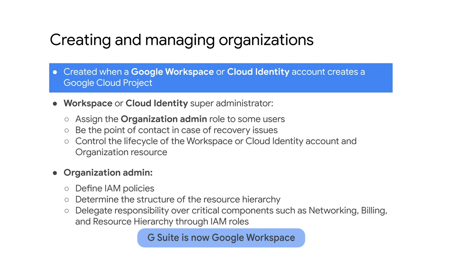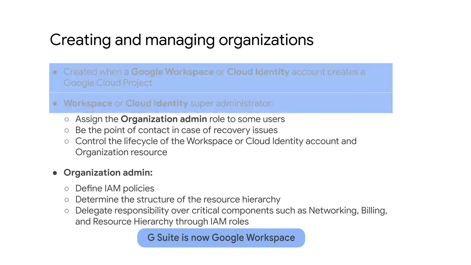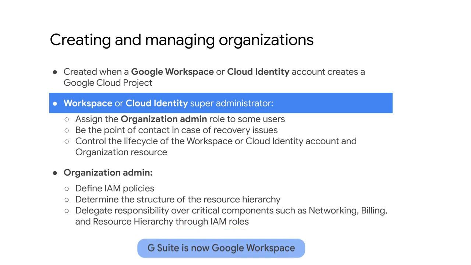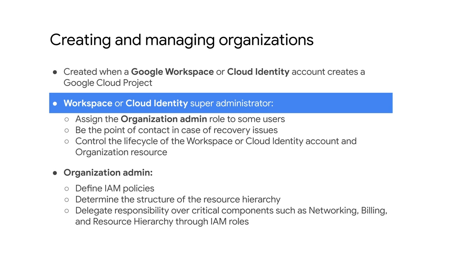The G Suite or Cloud Identity super administrators and the GCP organization admin are key roles during the setup process and for lifecycle control for the organization resource. The two roles are generally assigned to different users or groups, although this depends on the organization structure and needs. In the context of GCP organization setup, the G Suite or Cloud Identity super administrator responsibilities are: assign the organization admin role to some users, be a point of contact in case of recovery issues, and control the lifecycle of the G Suite or Cloud Identity account and organization resource.